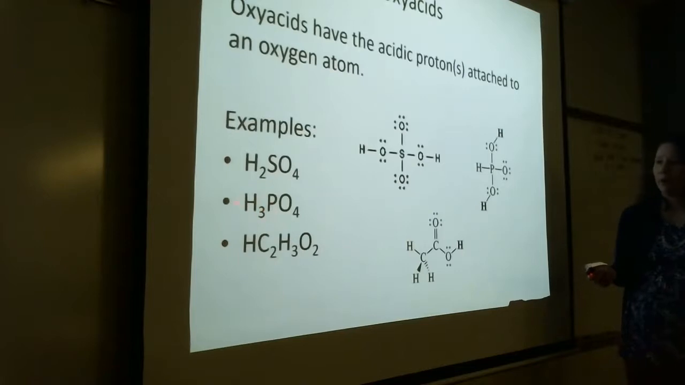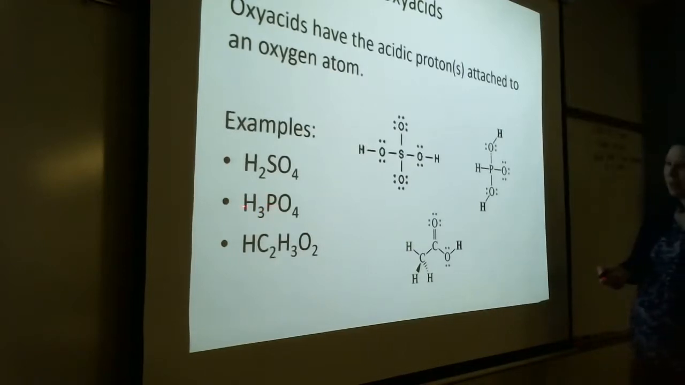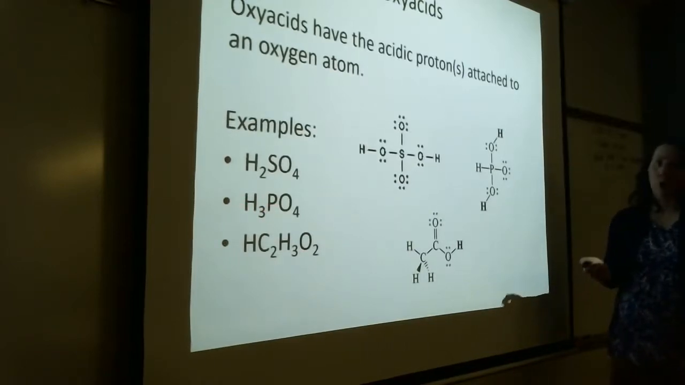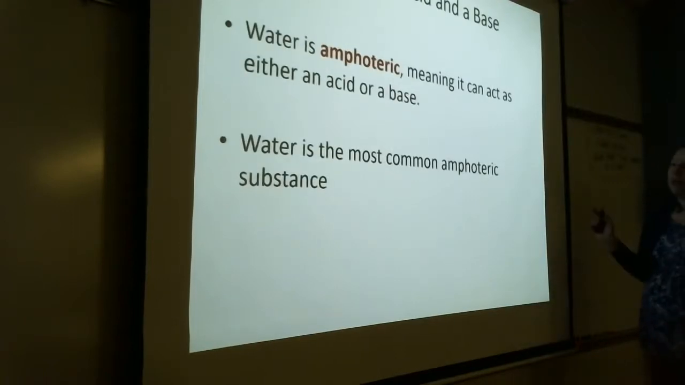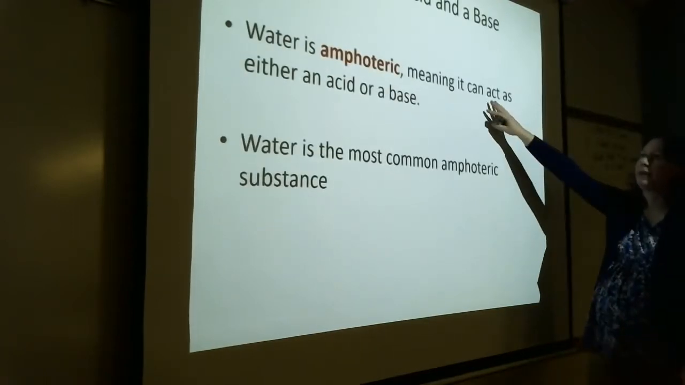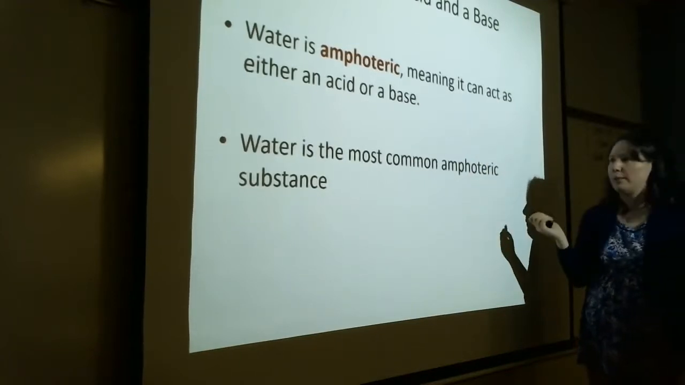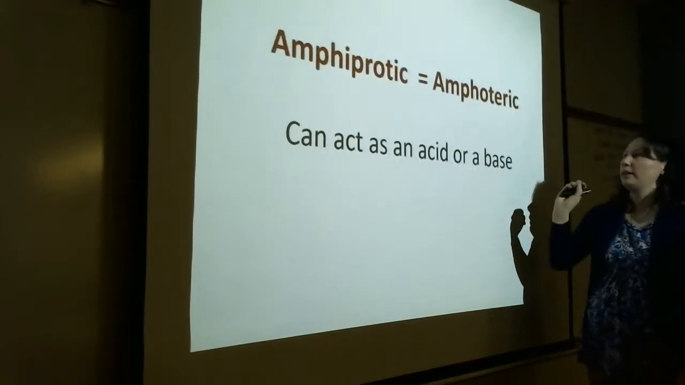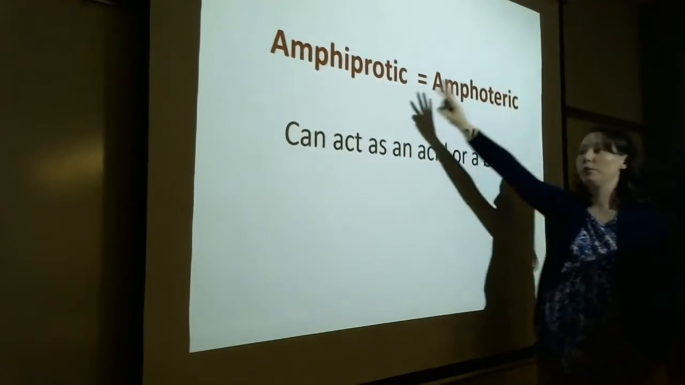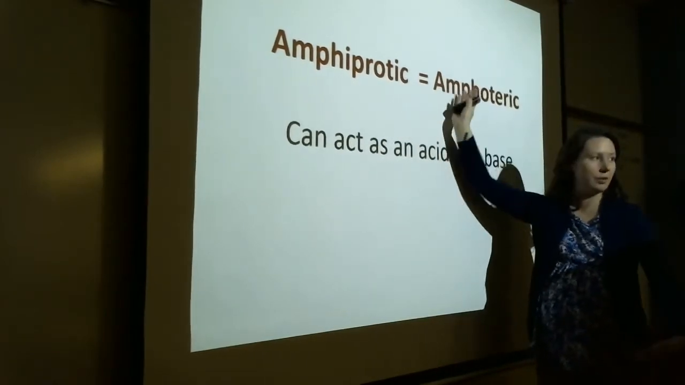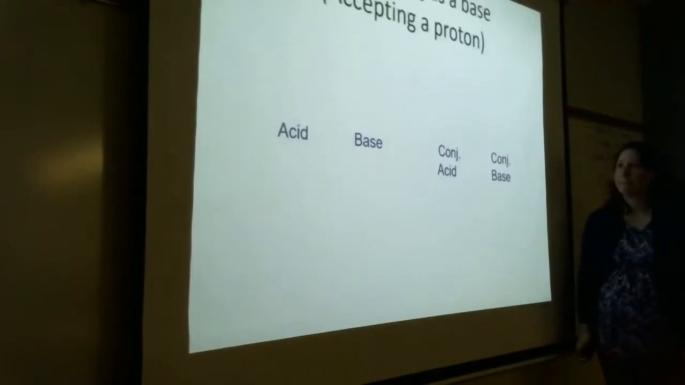Now that third proton is really hard to pull off. We'll talk about equilibrium values later, but that third one has a Ka value that's pretty low. And we've already talked about this: amphoteric means it can act as either an acid or a base. Water is a very common amphoteric substance. You might see it called amphoteric or amphiprotic. Those words are synonyms, depending on which textbook you're looking at.